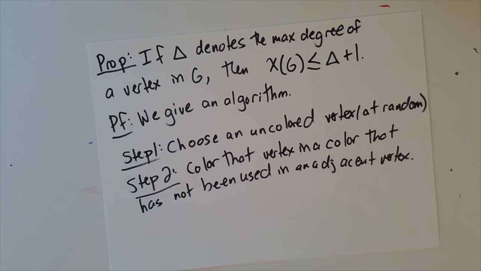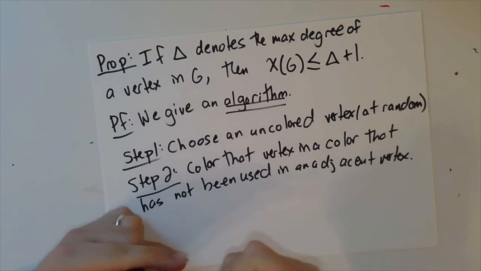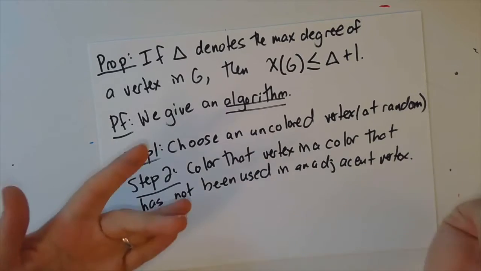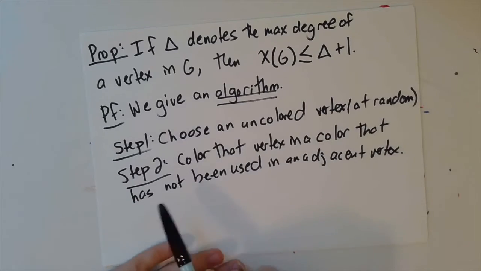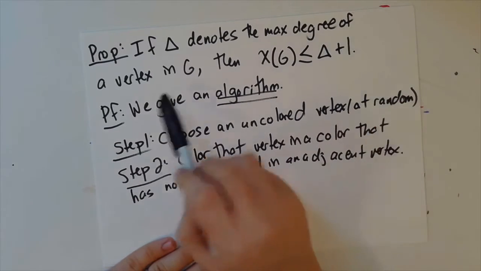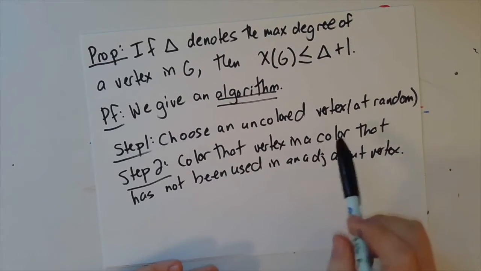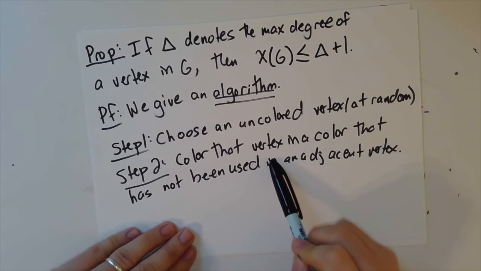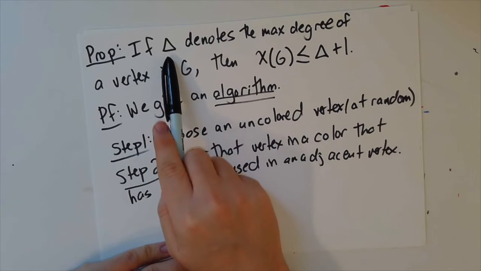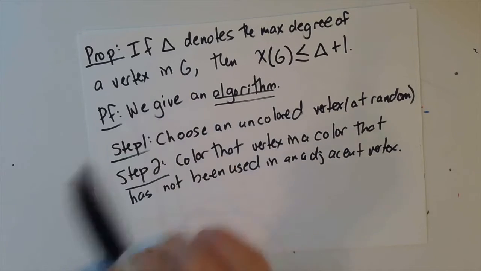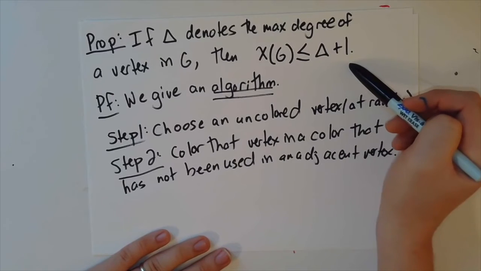Now here's where, in order to claim that this is really an algorithm, I have to check that this algorithm can't get stuck, that I can't be asked to do something that I'm not allowed to do. But remember, the maximum degree of a vertex is delta. So at worst, this vertex that we've chosen is adjacent to delta other vertices that are all colored in delta different colors. However, we have delta plus 1 colors to choose from.